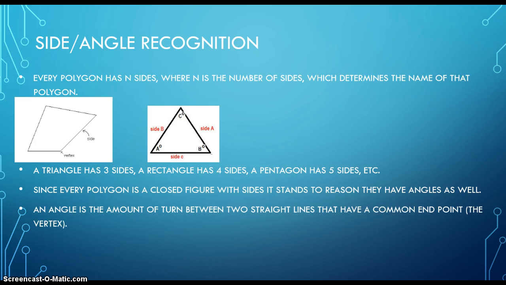An angle is the amount of turn between 2 straight lines that have a common endpoint called the vertex. So here's that vertex again, and we're going to look at what they call the 2 arms, which can be legs or lines; these words are interchangeable. The vertex is the point of intersection between them, and the angle is the measurement of the space in between the 2 arms.